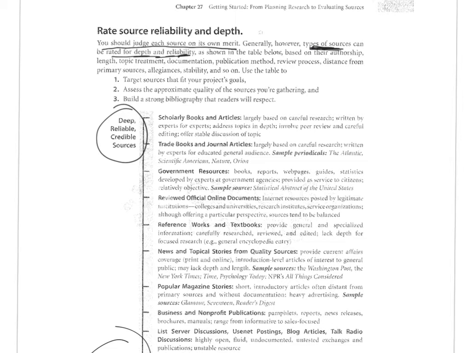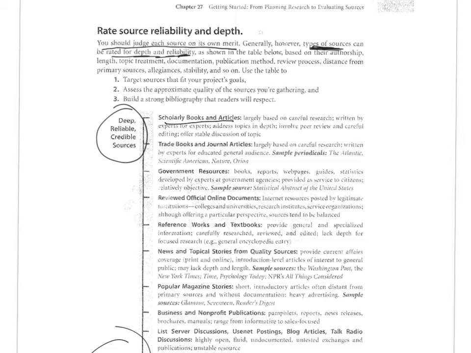So at the top of this chart, what we have is scholarly books and articles. These are articles that are published in academic journals. As it says here, they're based on careful research, written by experts, address topics in depth, and involve peer review and careful editing. And what the peer review piece means is they go off and they're reviewed by the peers of the experts. So other experts in that field will be highly critical of these articles to make sure that they fit the rigor that's expected in the field.